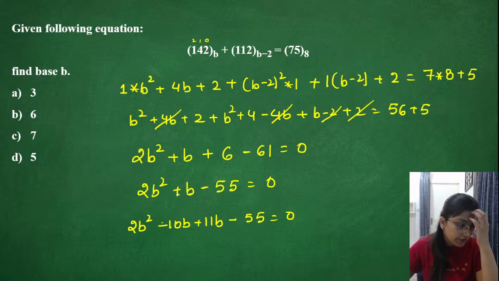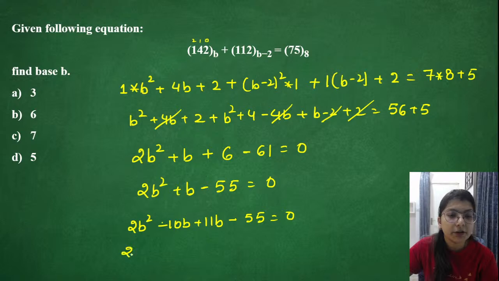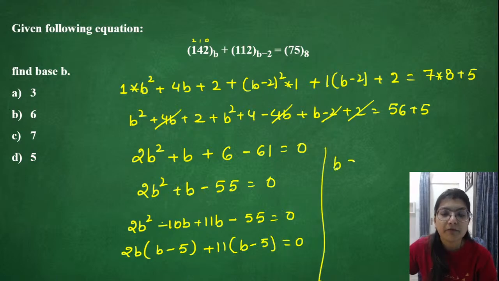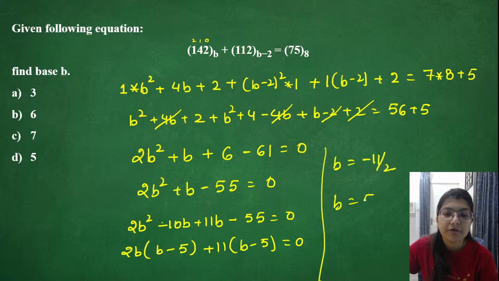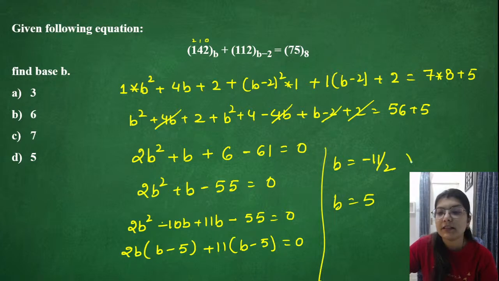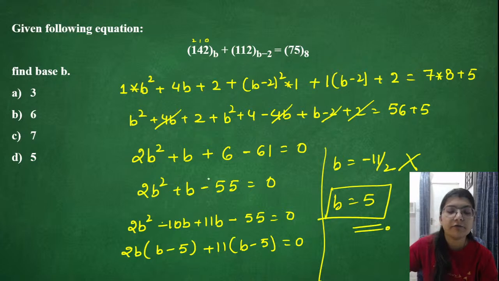So when you will solve it, you will find 10 and 11 as the roots. So when you take common, 2b will come out common, b minus 5 plus 11 will be b again minus 5. So when you will solve it, you will get one value of b as minus 11 by 2 and another value of b as 5. So your base, ठीक है, base can never be negative or in decimals, so this value will get rejected. So the correct value will be b equal to 5. The correct answer is option number D.